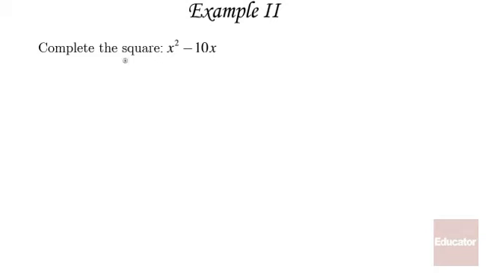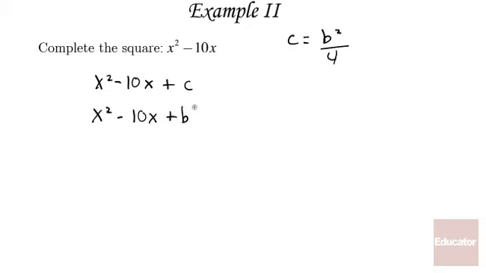And this is just asking me to complete the square of x squared minus 10x. So in order to do that, I need a constant. And for a perfect square trinomial, the constant is going to equal b squared over 4. So that's x squared minus 10x plus b squared over 4. And since this is in standard form, that's ax squared plus bx plus c, that means that b equals negative 10.